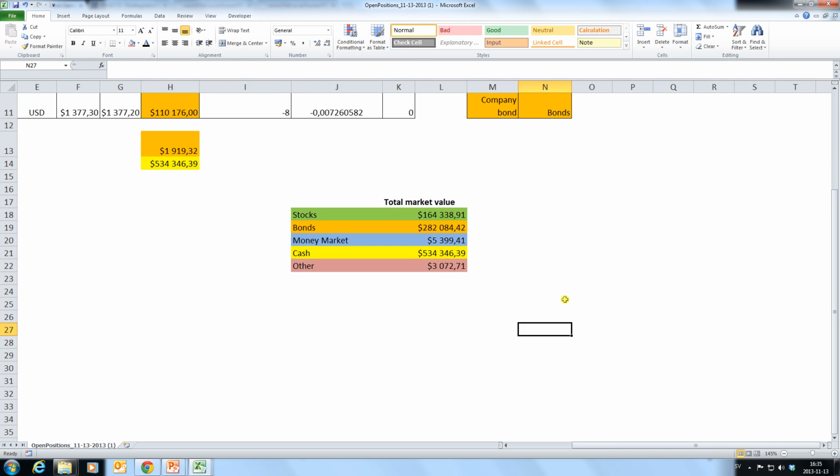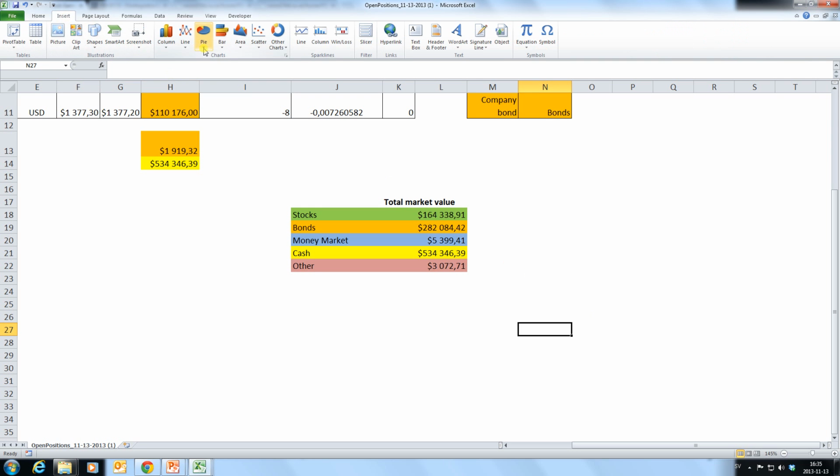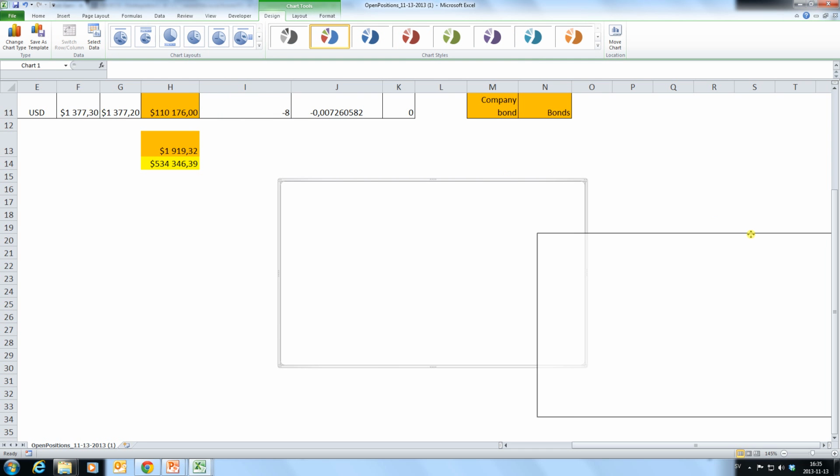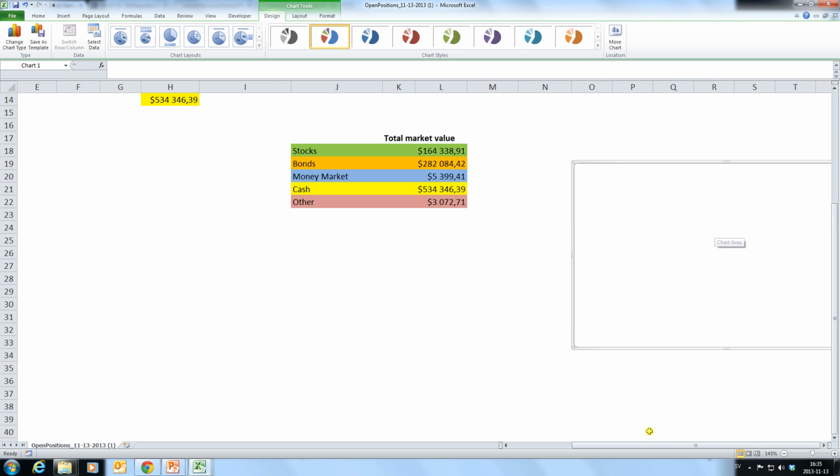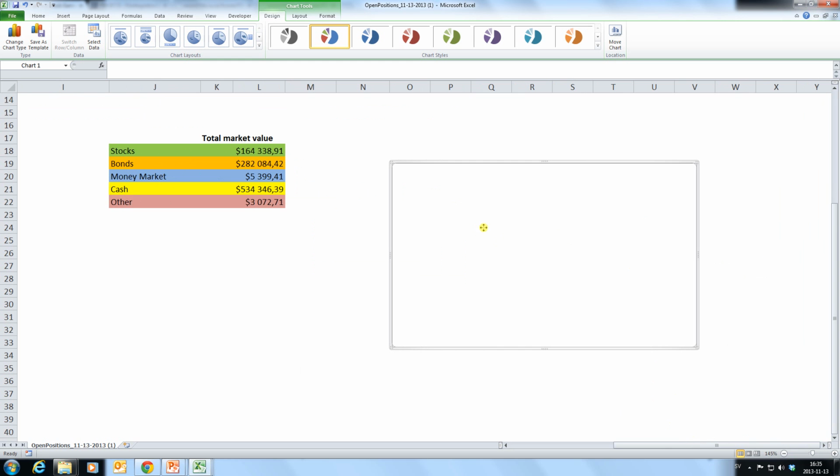Alright, now we want to compute the asset allocation pie. Then we go to insert and we click on pie, and for example this one, if you like it. You can choose any kind of chart that you prefer, but I'm going to use this one now. So I click on this, the exploded pie. I move it slightly so that I can see what's in here, and then I right click on this information here and I click on select data.